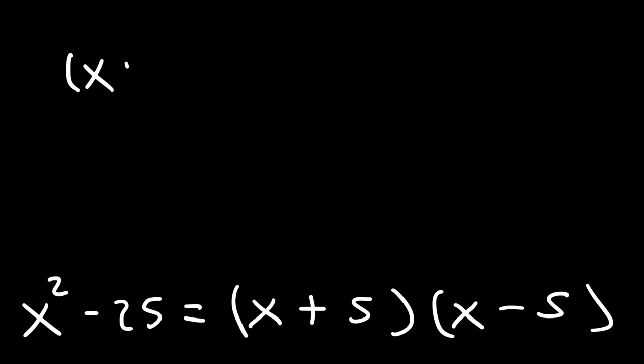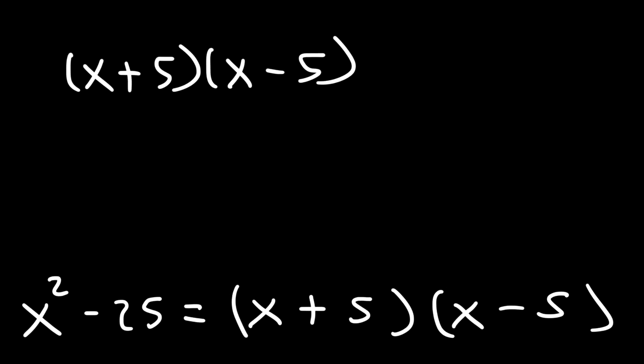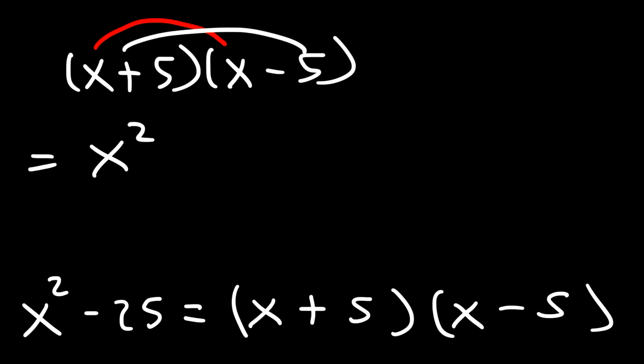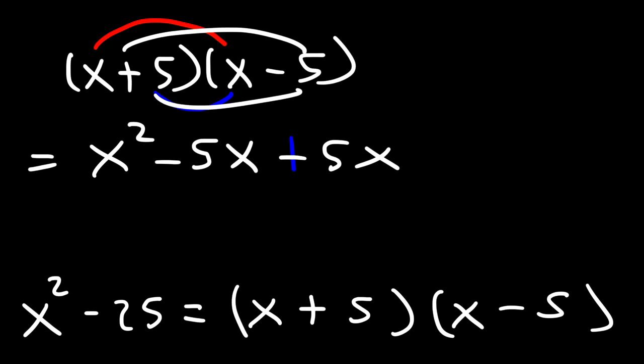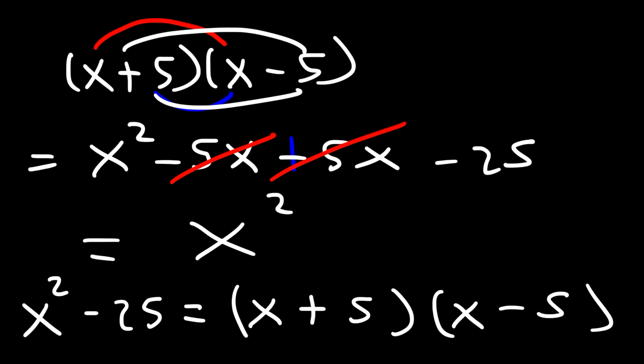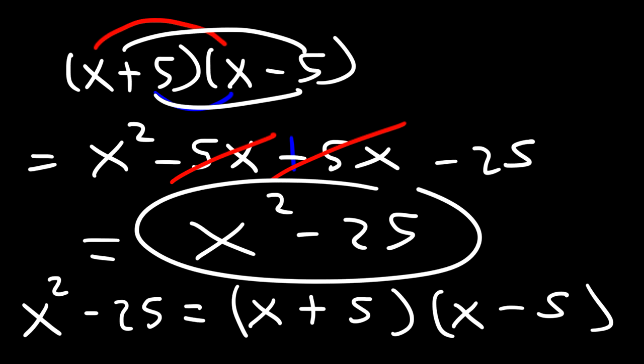Just to confirm our answer, let's multiply these two binomials. If we multiply x times x, that will give us x squared. And then x times negative 5 is negative 5x. And then 5 times x is going to be positive 5x. And then 5 times negative 5 is negative 25. Now, negative 5x plus 5x adds up to 0. And 0 is nothing, so you don't have to write that. So our answer is x squared minus 25, as you can see here.